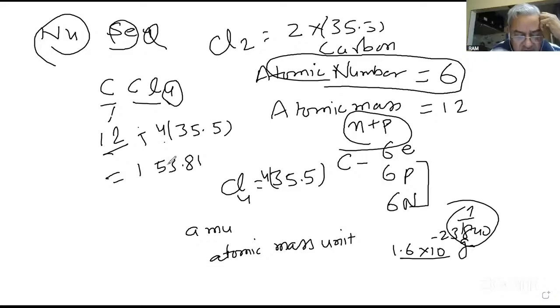Now can you do next? B. Strontium nitrate, Sr(NO3)2. Can you do it in your copy with a pencil?